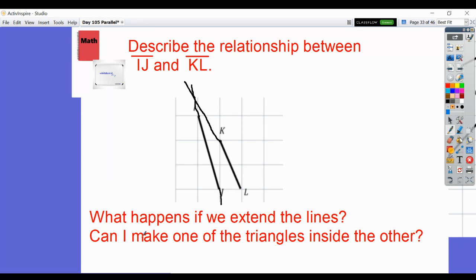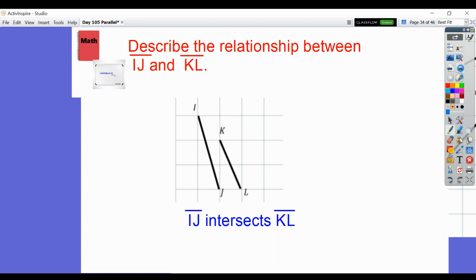And can I make one of the triangles inside the other? No, you can't. IJ intersects KL. So you'd have to write that one out: line IJ intersects line KL. Make sure you're writing all of this down in your math notebook. If it shows the notebook symbol, as you know, you write that into your notebook.